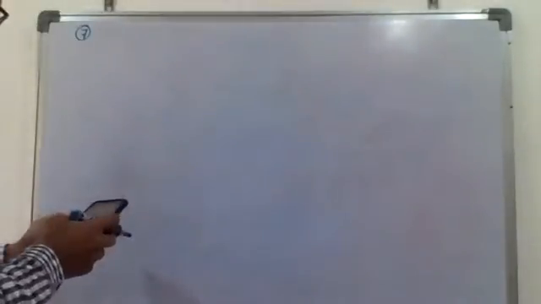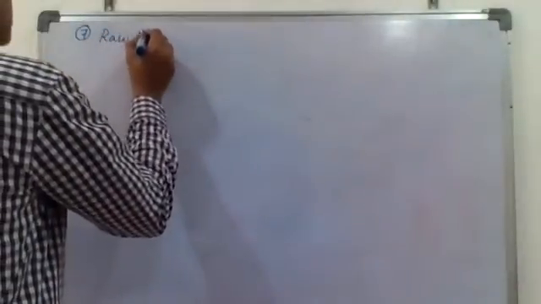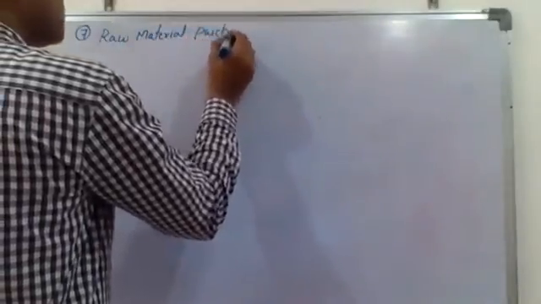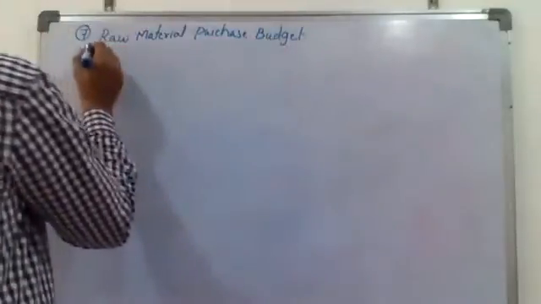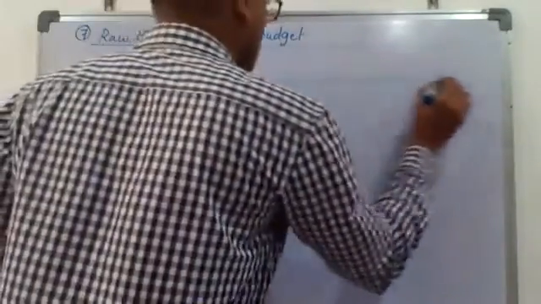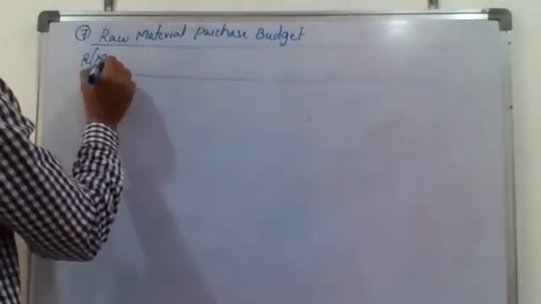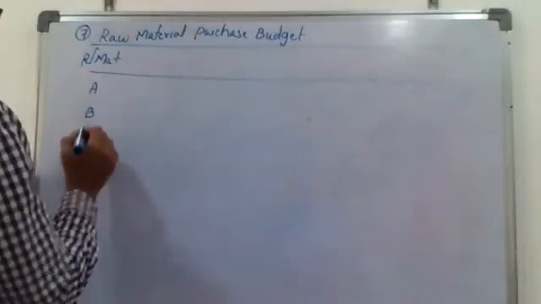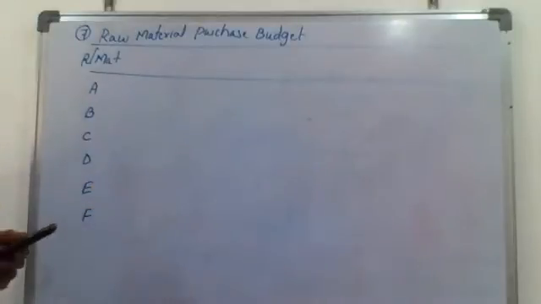What am I preparing here? It is raw material purchase budget. Now you can see that we have several products here. So what I try to do is I take the raw material. It's not product, it is raw material type. So we have A, B, C, D, E and F.